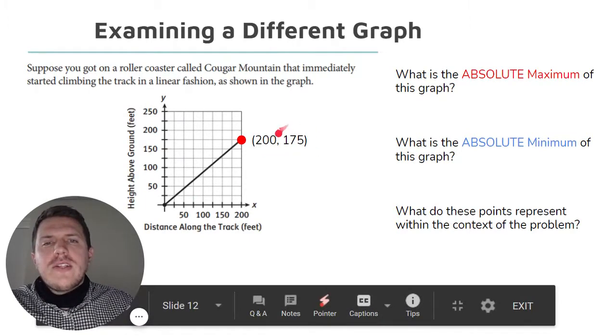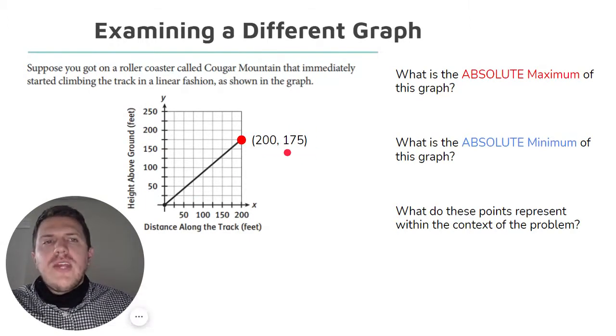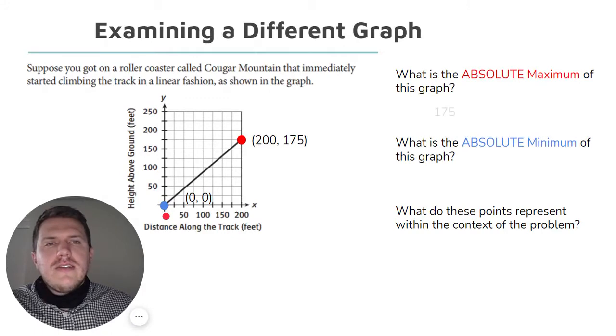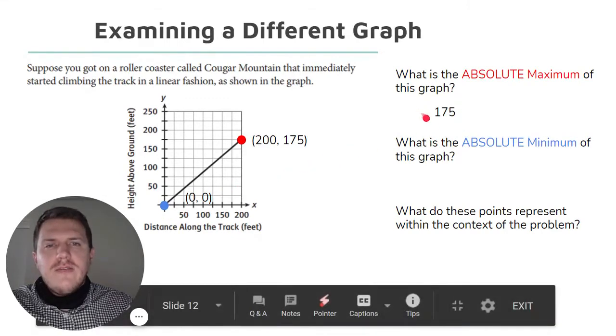But we want to focus on the y value of this. So we would say my absolute maximum is 175. Whereas the absolute minimum would be this blue point right here, found at the point (0, 0). And how we would answer this is, we'd say the absolute maximum is 175, and the absolute minimum is 0.